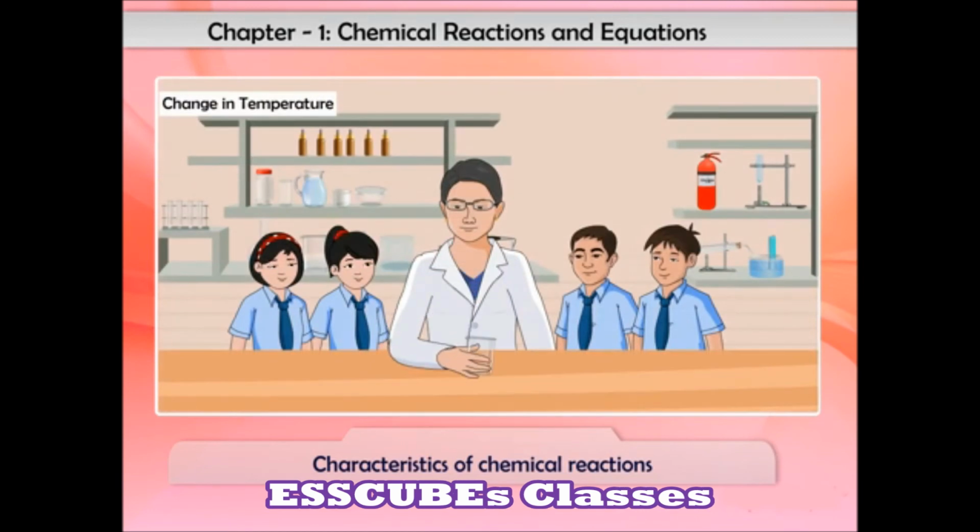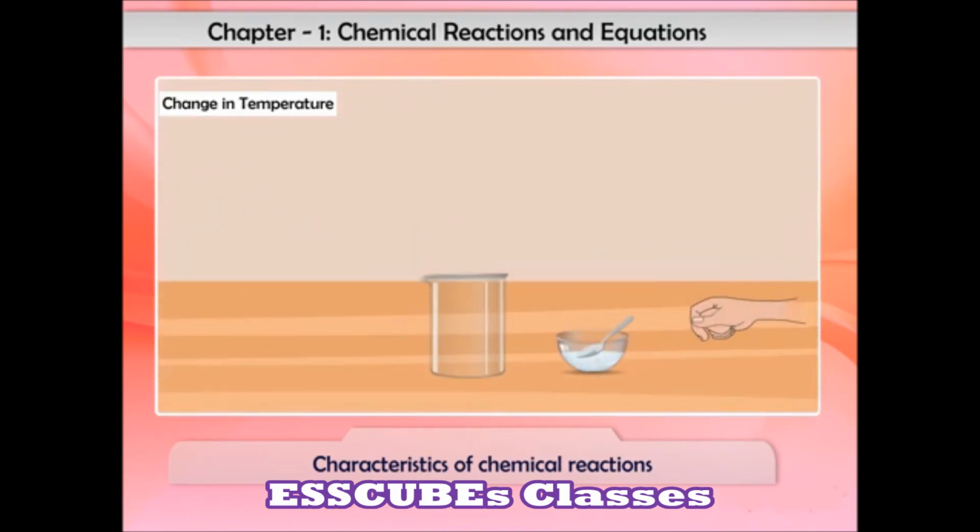Students, do you know some chemical reactions produce heat energy which makes the reaction mixture hot, whereas some chemical reactions absorb heat energy which makes the reaction mixture cold. So when we talk of change in temperature, it can be rise in temperature of the reaction or fall in temperature of the reaction. Let us understand this with few examples.